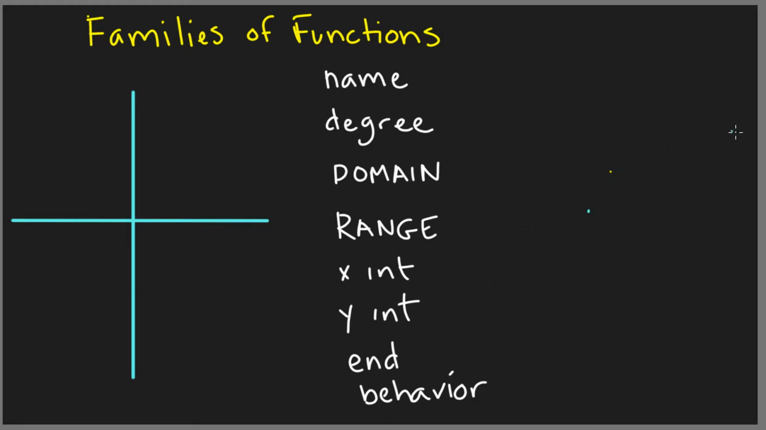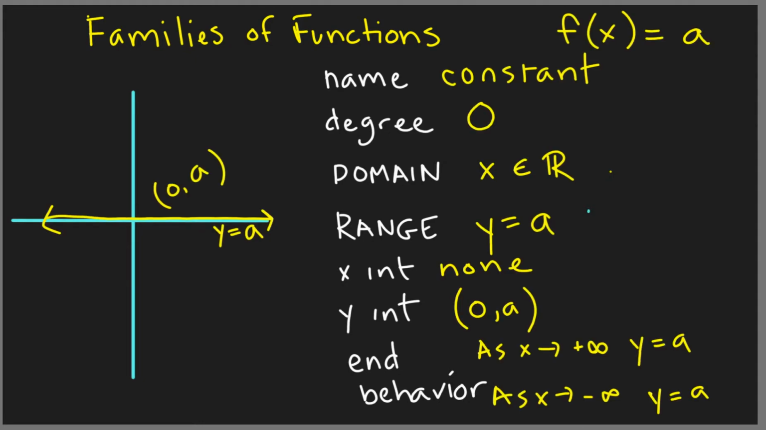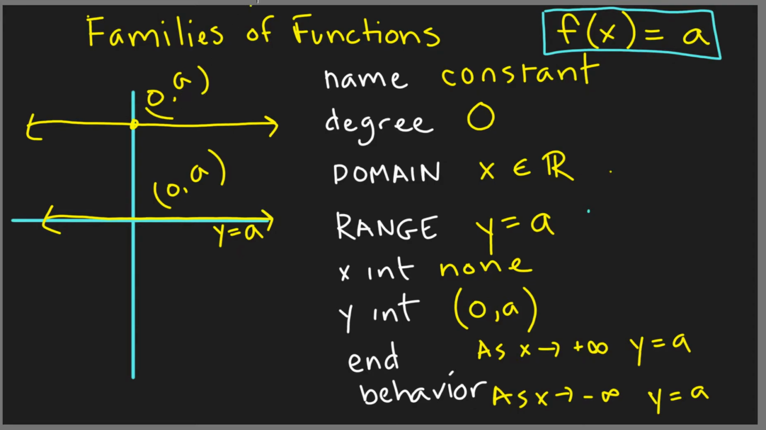So let's look at the first family of functions. We're going to look at what we call a constant function. So a constant function has the form f of x is equal to a. Same as y is equal to a. This is going to be a horizontal line. It's a horizontal line at the value here of 0, a. Let's get rid of this other stuff.